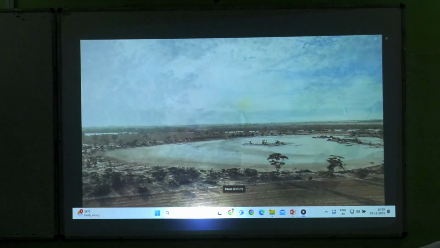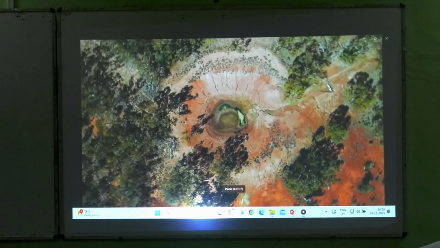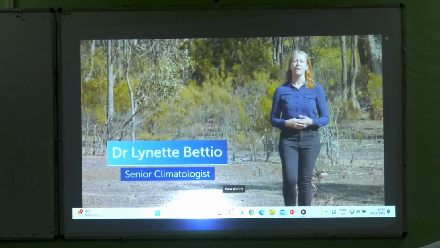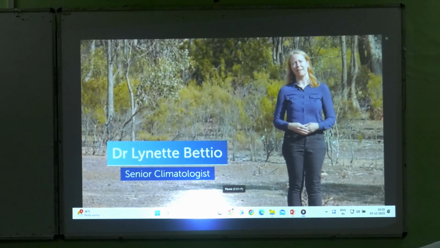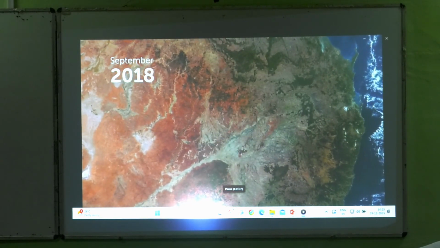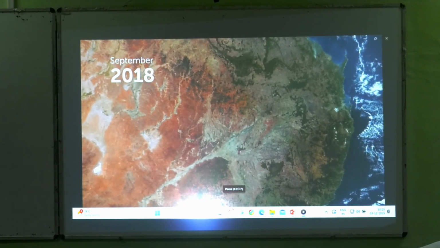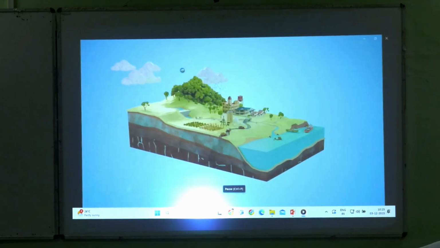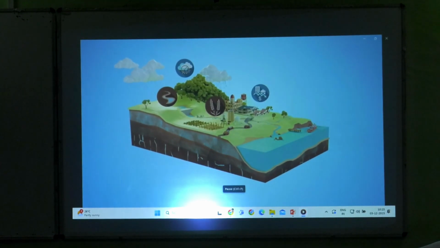Drought is a defining feature of Australia. Its impacts can be distressing and affect the whole community. But not all droughts are the same. They can vary in the size of the area affected, the intensity, and how long they last. So what do we mean by drought? There are several types of drought.